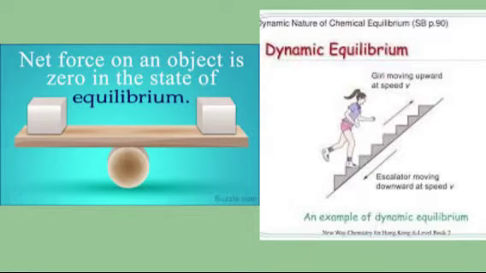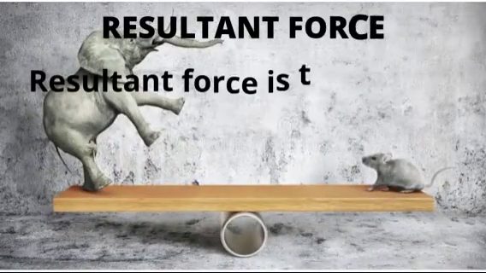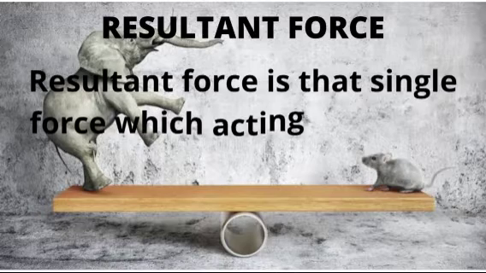These are two examples. The one on the left is static equilibrium, where the two objects balance each other. In this case, the weight of the object is what we are considering. They balance each other and they are static. In the second example on the right, the girl is moving upwards and the staircase is moving downwards. So in this case, she's moving at constant velocity and she is balanced.